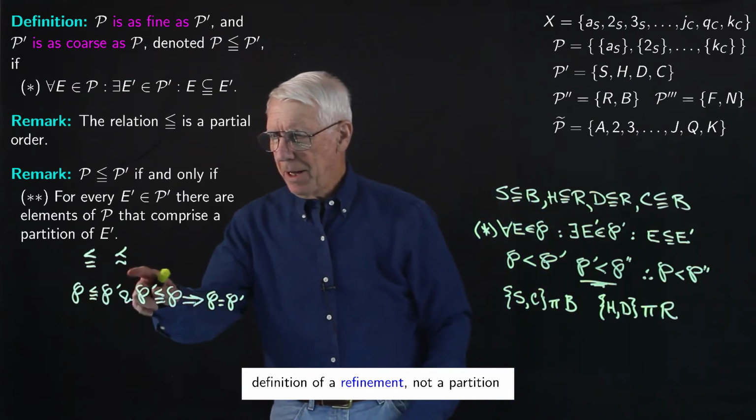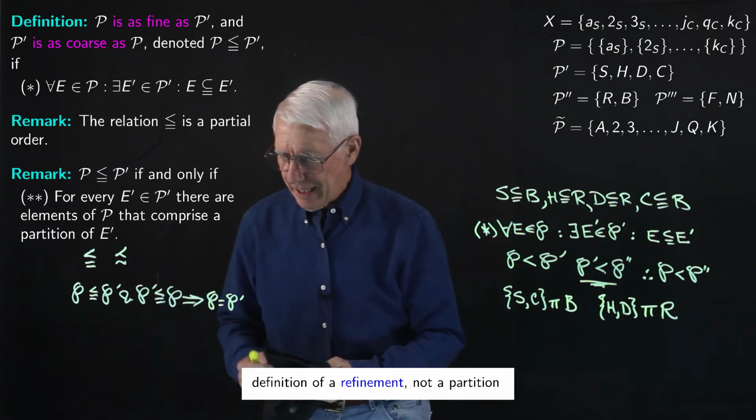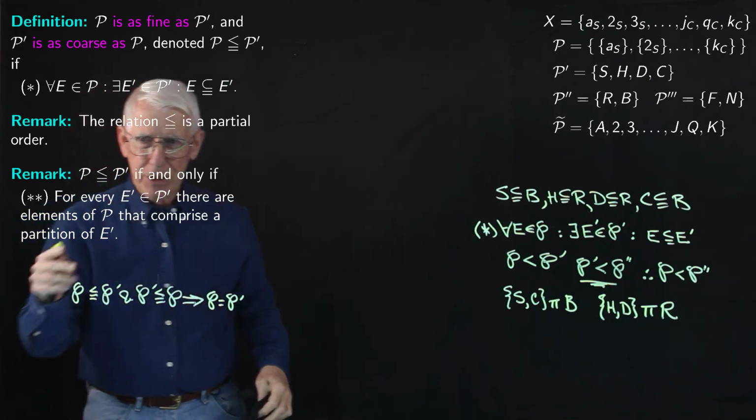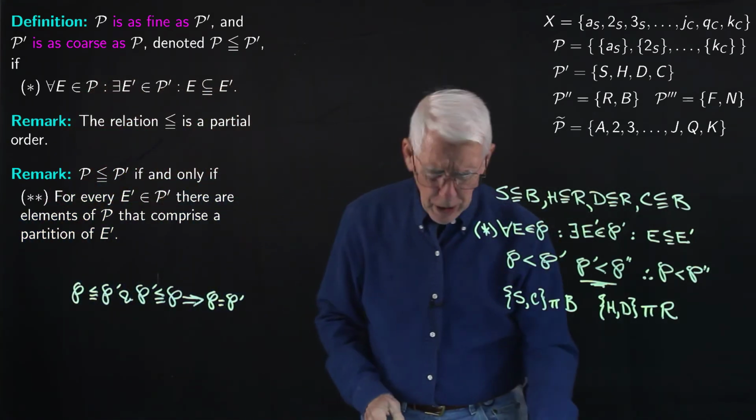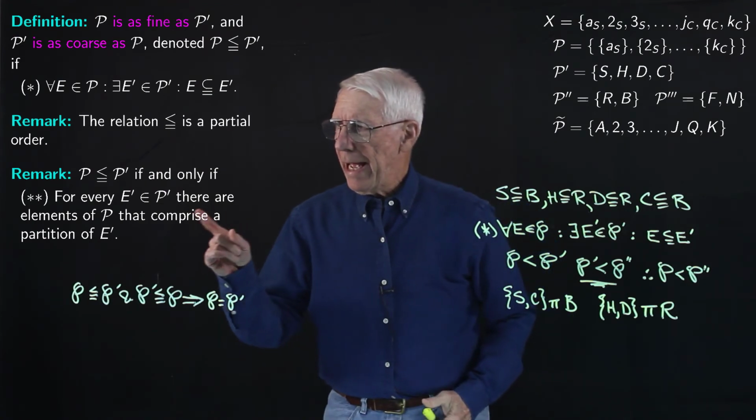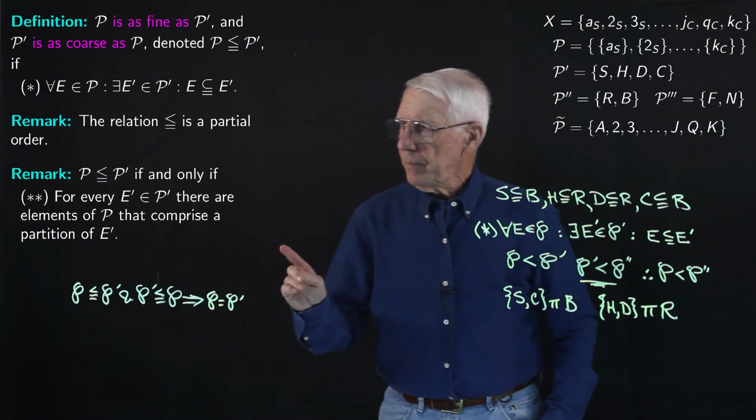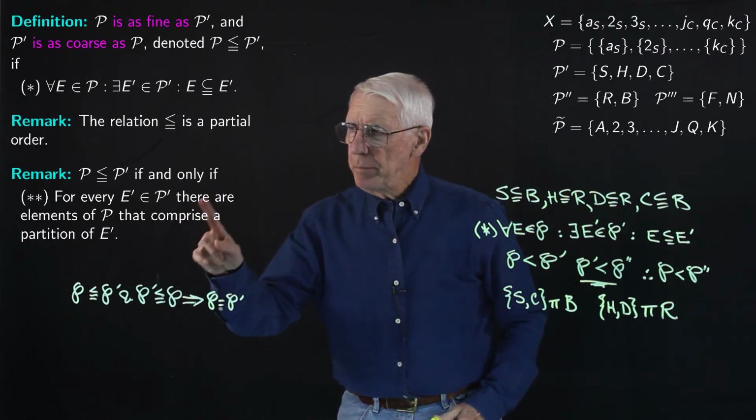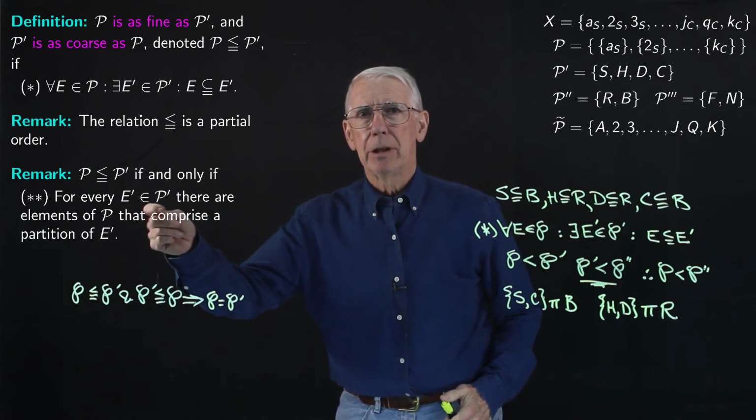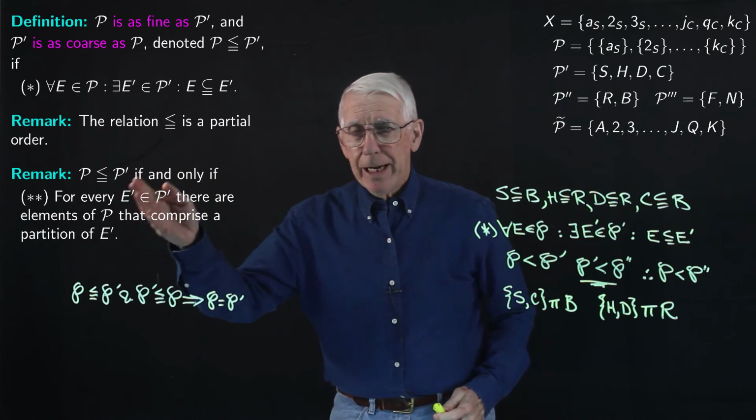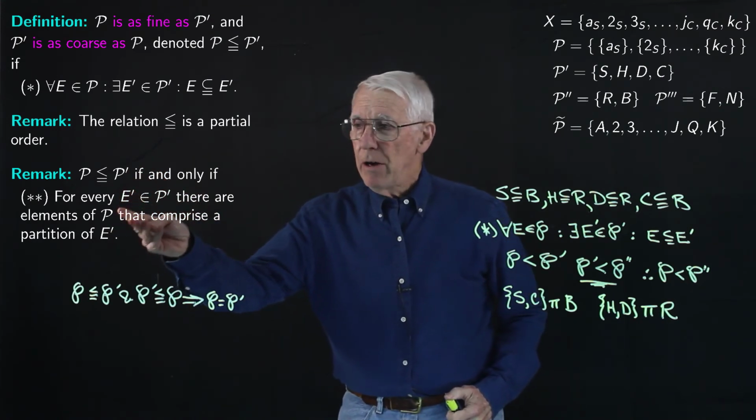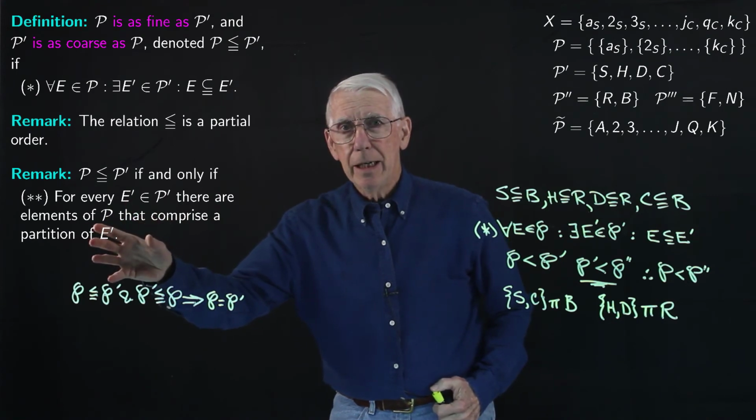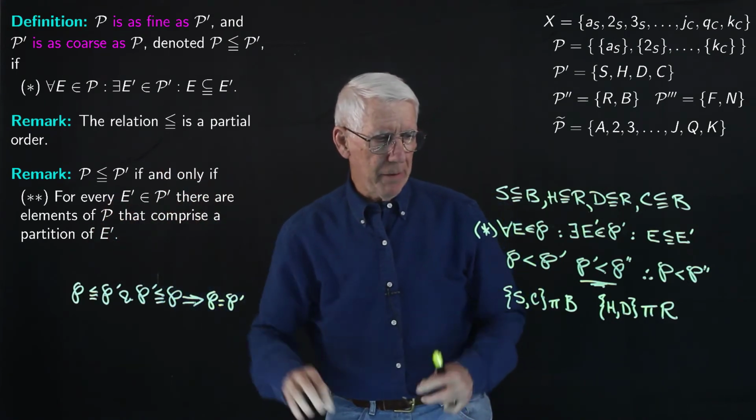You'll see here, this is a little close, so let me erase these two things here so it sets off this remark a little better. So here we have another remark that says that P is a refinement of P prime if for every element E prime of P prime, a subset of our underlying set, there are elements of the finer partition P that form a partition of E prime. And that's what's really going on over here.